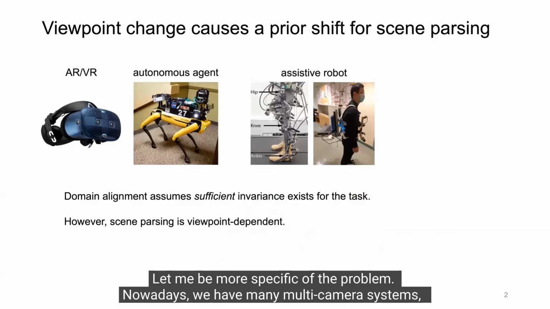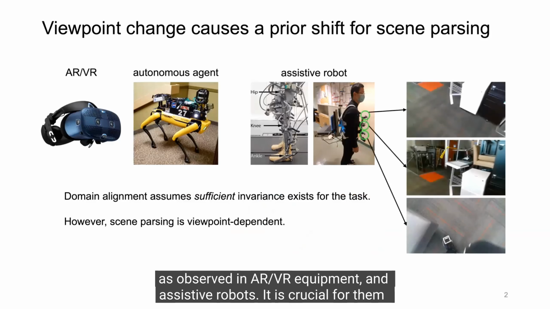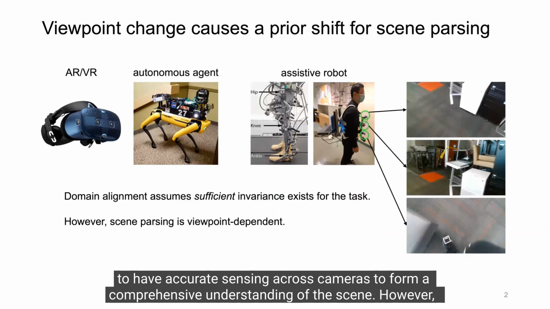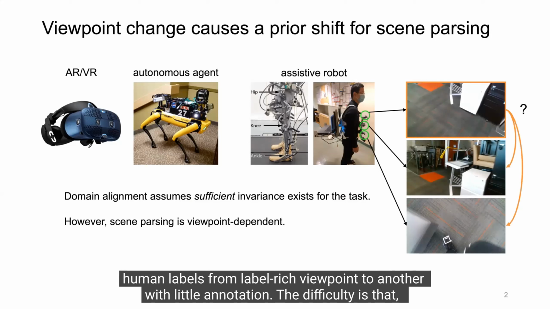Let me be more specific about the problem. Nowadays, we have many multi-camera systems, as observed in AR/VR equipment and assistive robots. It is crucial for them to have accurate sensing across cameras to form a comprehensive understanding of the scene. However, human annotation may only be abundant for one view. Our goal is then to generalize human labels from a label-rich viewpoint to another with little annotation.